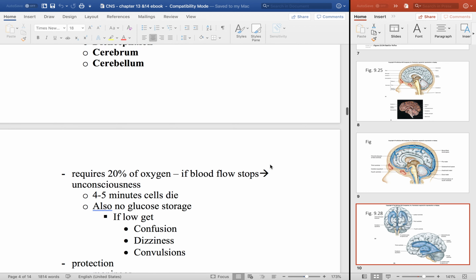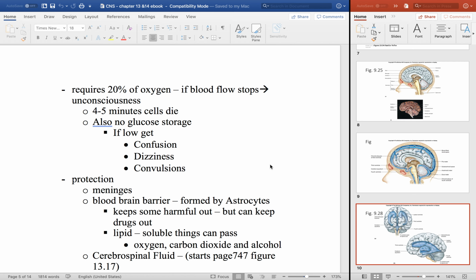Okay, so what does the brain do? It does an awful lot. It requires 20% of all of our oxygen. So if blood flow stops, what happens? You go unconscious. That's like when people don't get enough oxygen to their head. A lot of times they'll faint, things like that. If you go without oxygen to your brain, you only have about 4 or 5 minutes before cells start to die. Also, there's no glucose storage, so there's no way for it to get energy and do the things it needs to do. So you get confusion when you get low glucose, you get dizziness, convulsions.